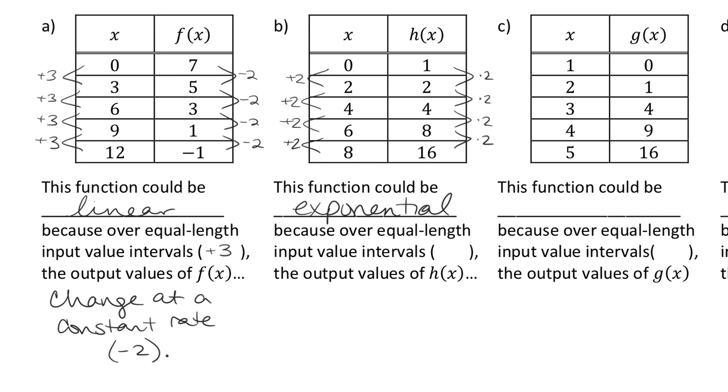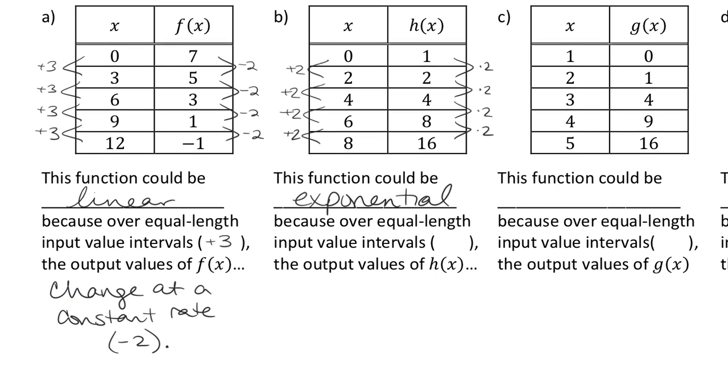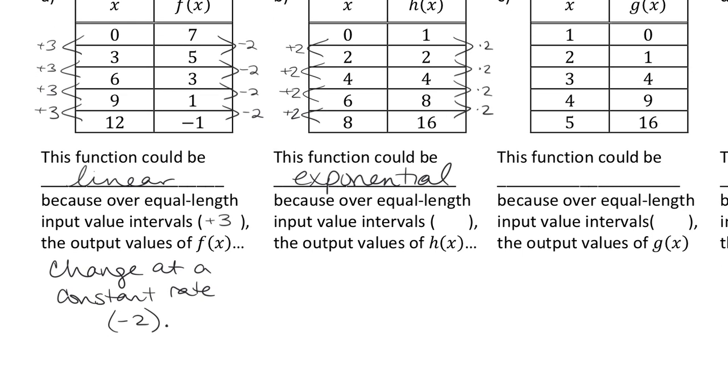And the reason that we give is we say, because over equal length input value intervals, which we saw was plus 2, that's our input changes, the output values of h of x change, and then do not laugh at how many times I'm going to misspell this word. This word is my kryptonite. They change proportionately. Did I spell that right?